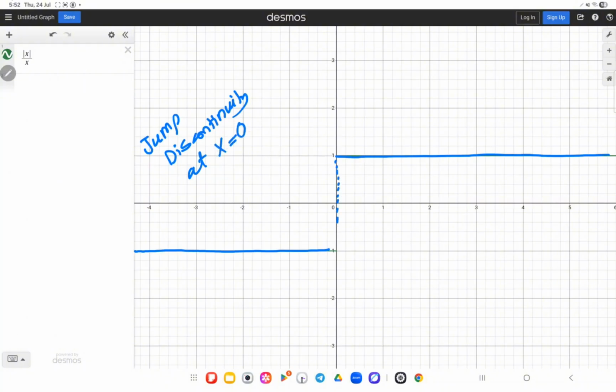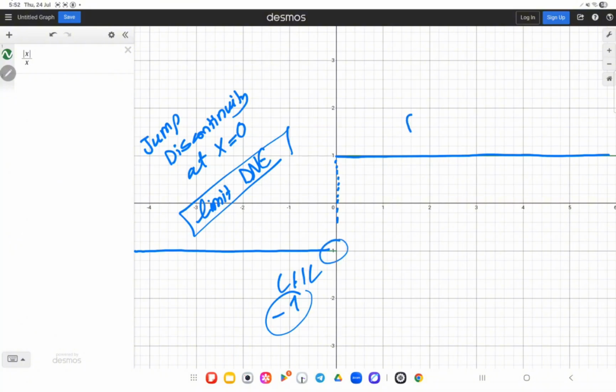Exactly. So because there's a discontinuity at x of 0, the limit does not exist. Because the left-hand limit is negative 1 and the right-hand limit is positive 1. Not the same, so it does not exist.